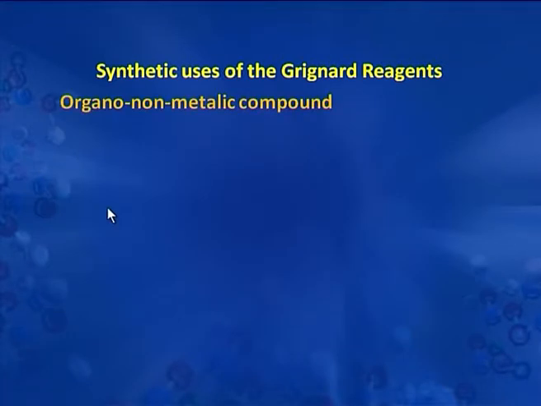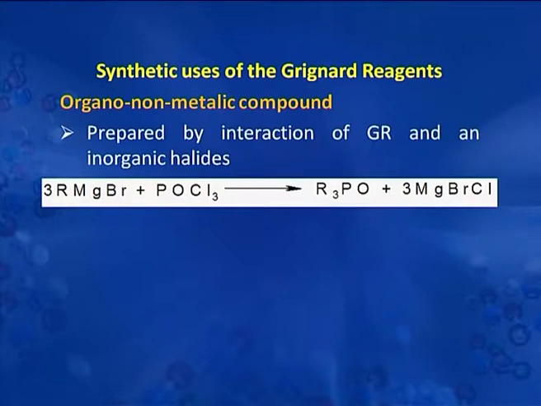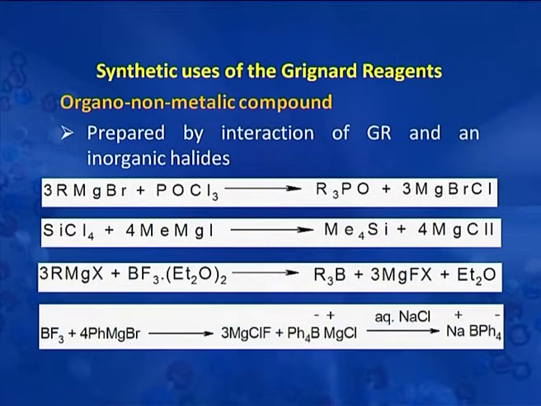We can also prepare organo non-metallic compounds with the help of Grignard reagent, and these are prepared by interaction of Grignard reagent and inorganic halides of phosphorus, silicon, and so on. Here the organometallic compound with POCl3, this phosphorus replaces the magnesium, here silicon replaces the magnesium, and here the other element replaces the magnesium.